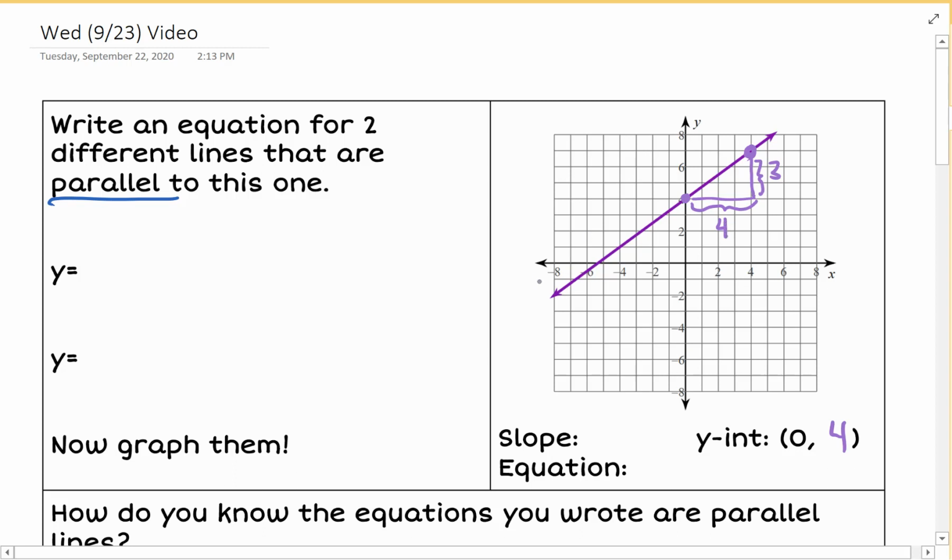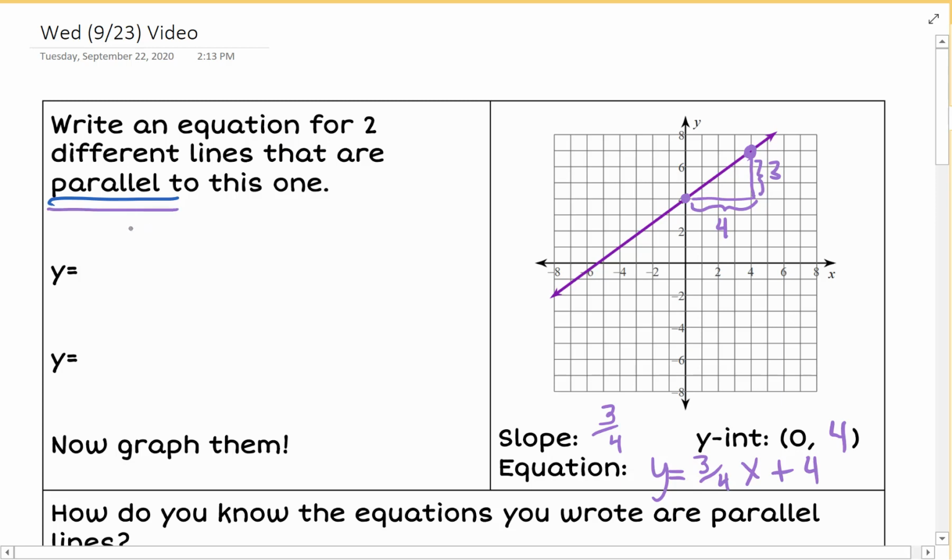And as I look at this line from left to right, it is going up, it is increasing. So my slope is positive 3 over 4. This equation is y equals 3 over 4x plus 4. So now I need to write an equation for two different lines that are parallel to this one.